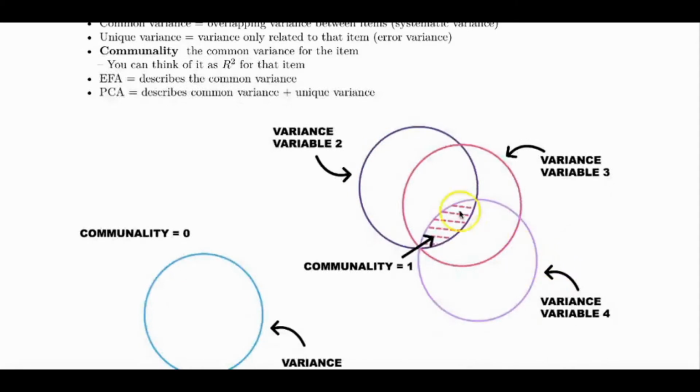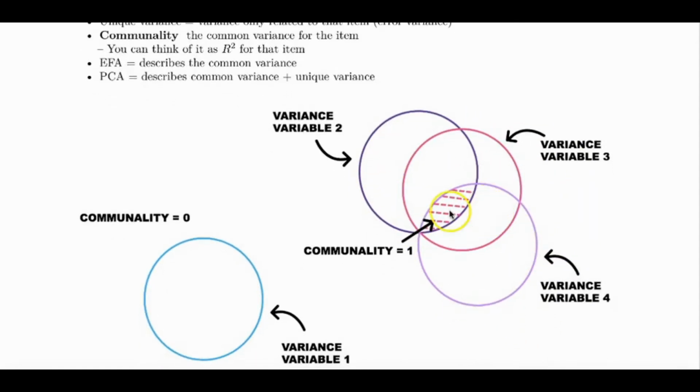So for example, here where we have three different variables that are overlapping, we can see that the commonality is going to be 1. But when we have this other variable that's not really overlapping with the rest of the items, we can say that the commonality is 0.